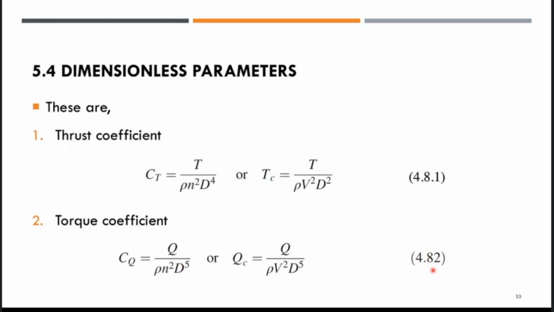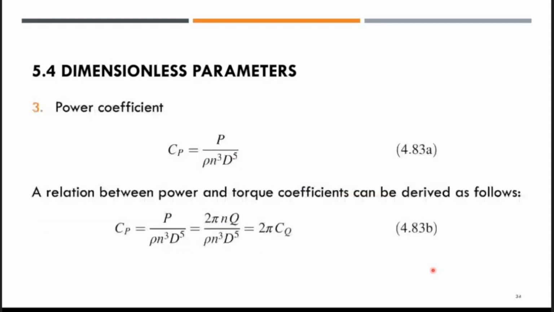Let us move into the next dimensionless parameter, which is the power coefficient, CP. Right, the CP itself is equal to the power over rho n to the power of 3 D to the power of 5. So a relation between power and torque coefficients can be derived as follows. So we combine the torque coefficient as well as the power coefficient. You can get the CP itself equal to 2 pi CQ.